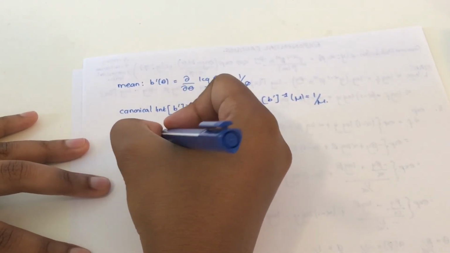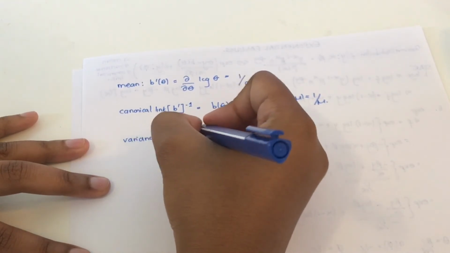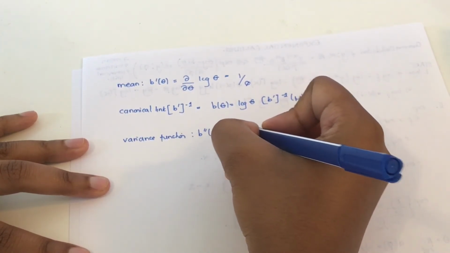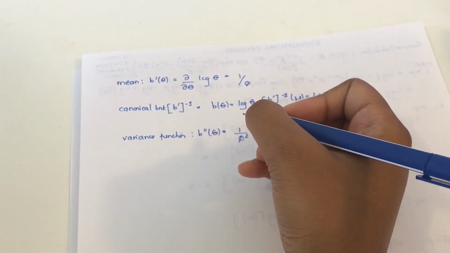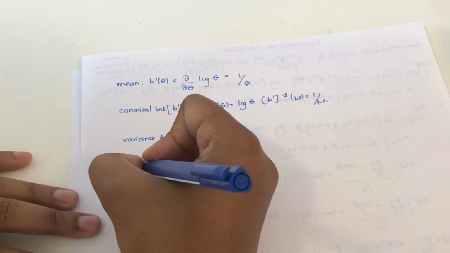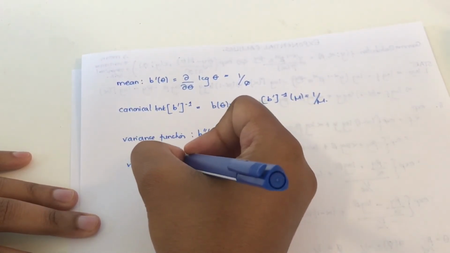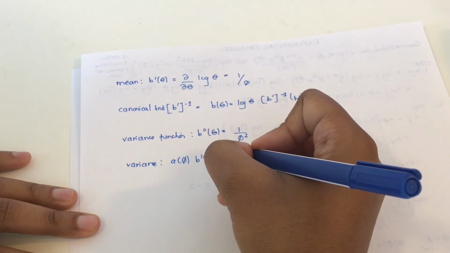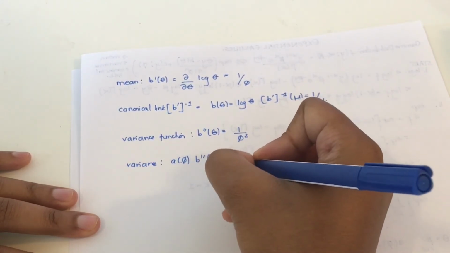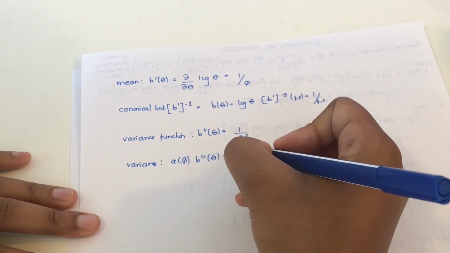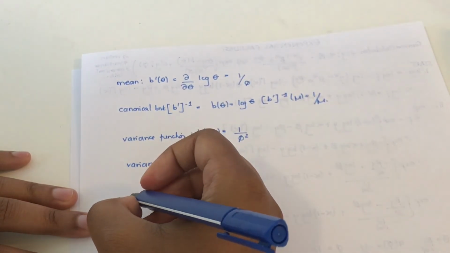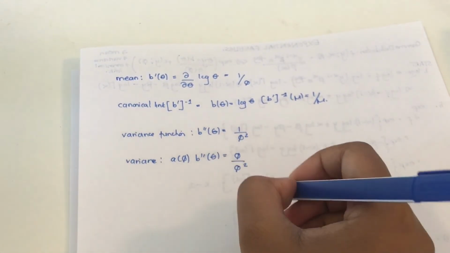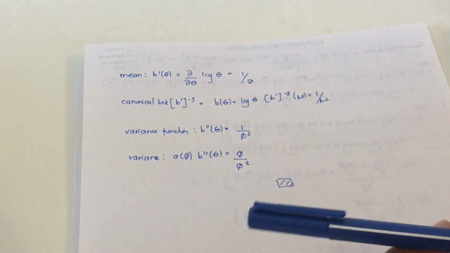We can also get the variance function, which is the second derivative of b of theta, which is b prime theta derived again. So it's 1 over phi squared. Take that slowly if you're not understanding how it's being done. And the variance function, which is a of phi times the variance function b double prime of theta, and we get that as theta over phi squared. So basically that is it. I hope you understood. Do take it slowly again if you didn't get it.